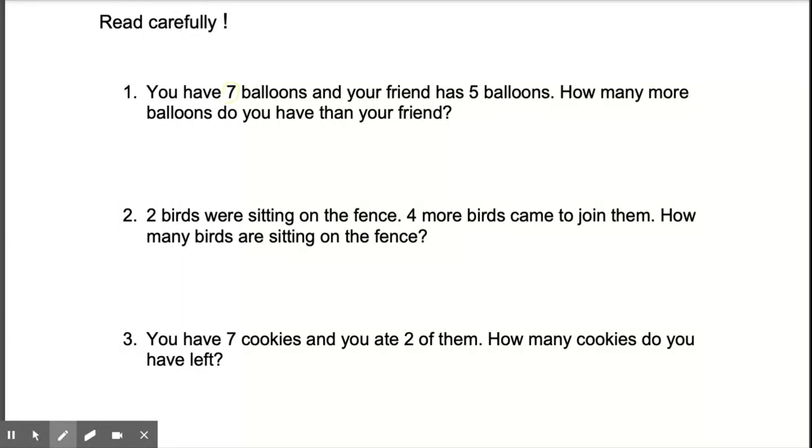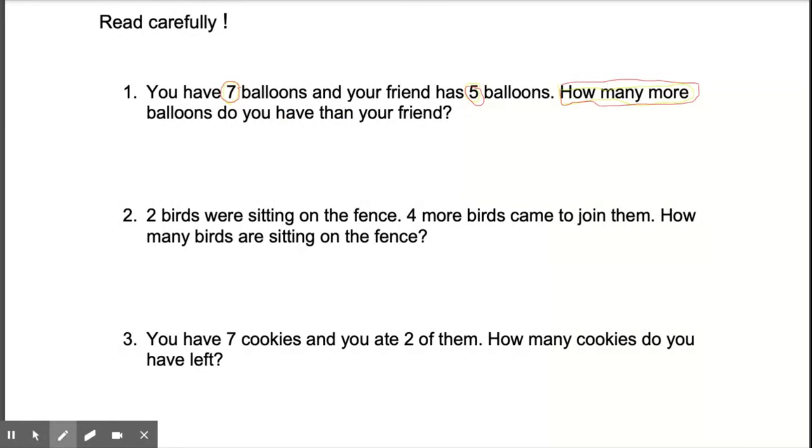The first thing we have is 7. The next thing is 5. And it says, how many more? This is one of our keywords to what? Either add or subtract. I'm going to do this in a different color pen because it didn't show up that great. Let's do it in red. So how many more means we are going to subtract. Okay?